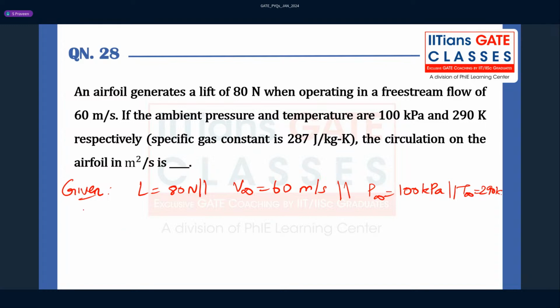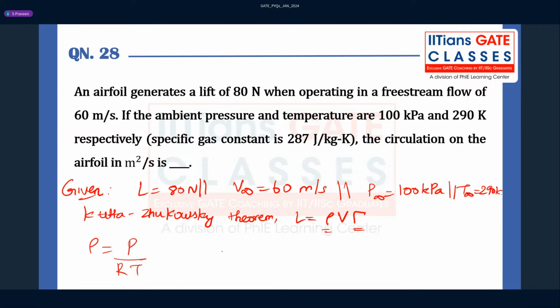So if you recall from the Kutta-Joukowski theorem, I know that the lift is basically the product of density, velocity times the circulation. So he's asking circulation, but rho is also unknown. So first let's determine the rho. How will you get rho from ideal gas? This is basically P by R T. This comes from the ideal gas equation.